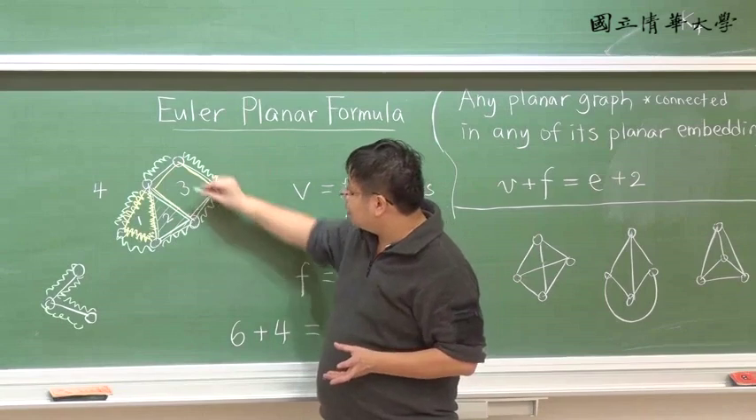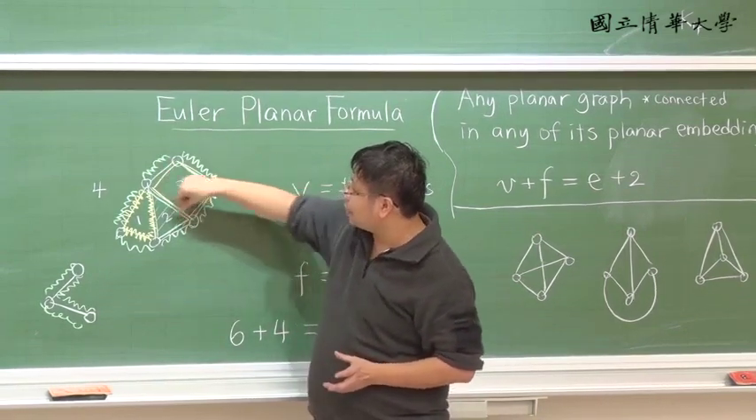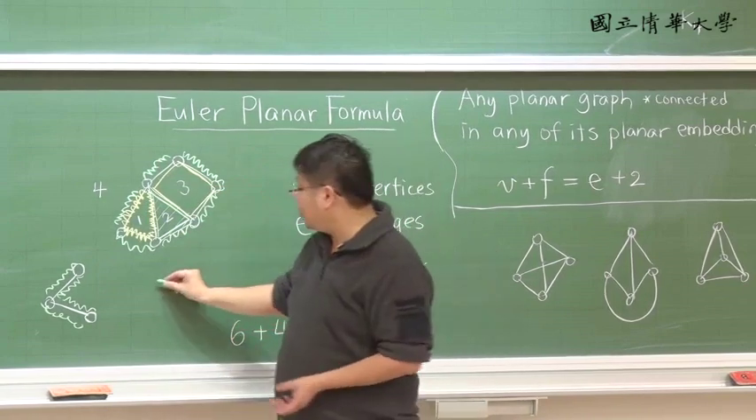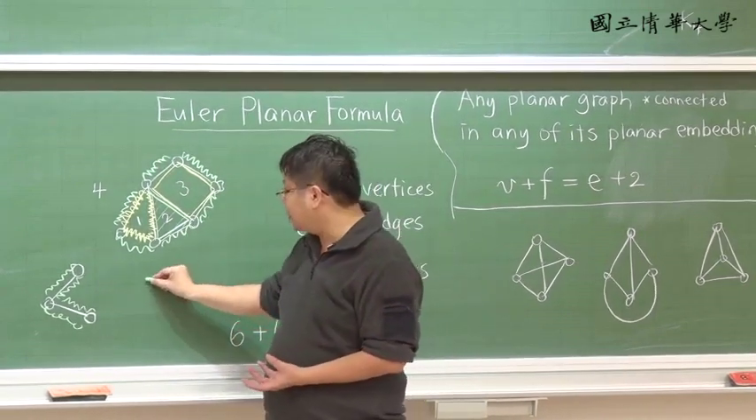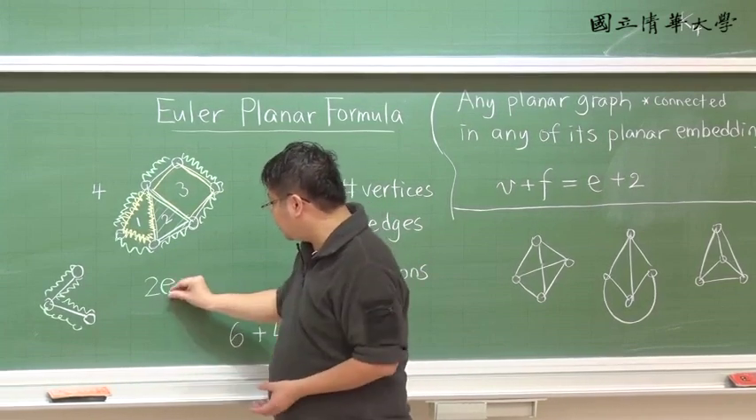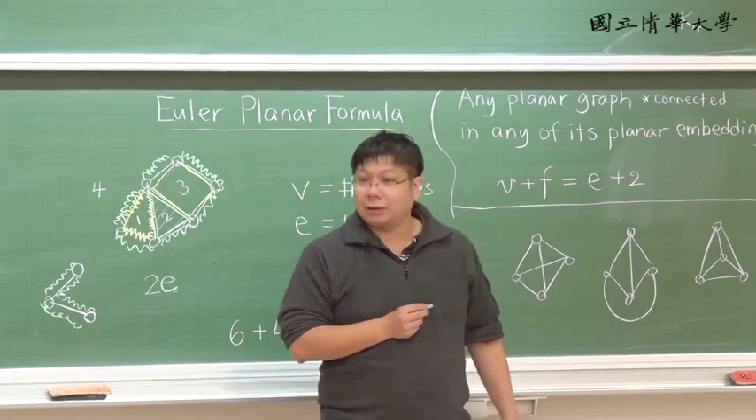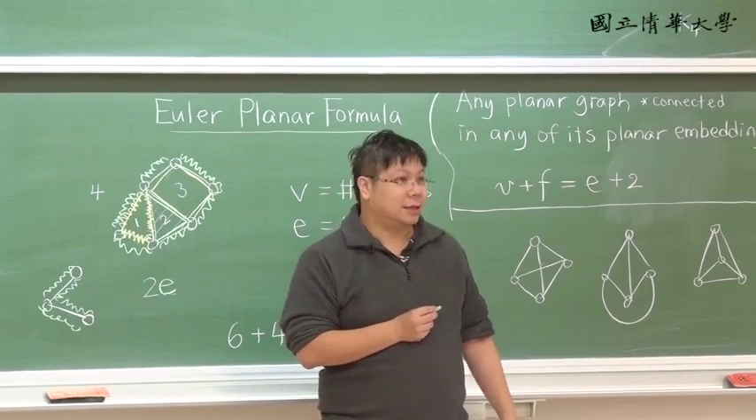We are going to use 2 times this edge, 2 times this edge, 2 times, 2 times, 2 times, 2 times, 2 times. Actually, using the handshaking theorem, the total number of edges to enclose all regions is 2e. It's exactly equal to 2e. Is that okay? Can you see this?